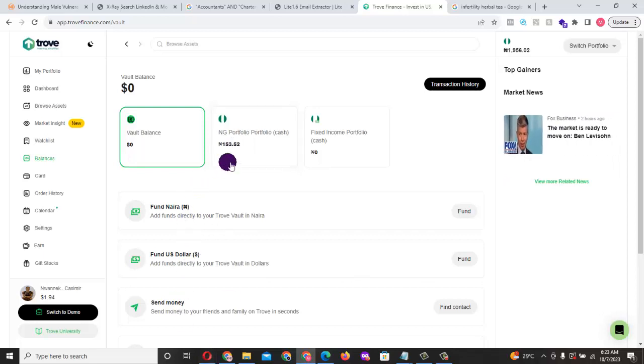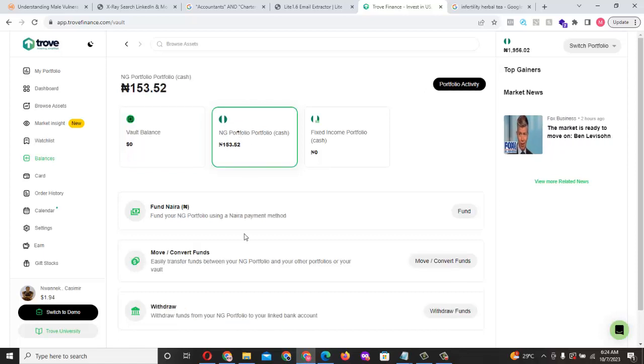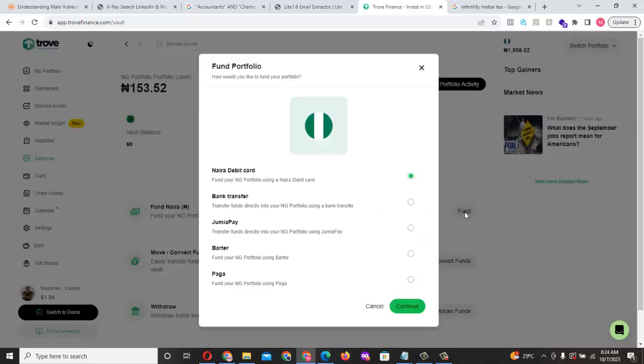So how do you fund this account? You go ahead and click on the local account, that is naira portfolio. Because I want to fund it, you say fund account. Do you want to make a bank transfer? Do you want to make a naira debit card funding, or Jumia Pay? Jumia have the pay card that you can use to pay. You can also use Flutterwave, or Paga.